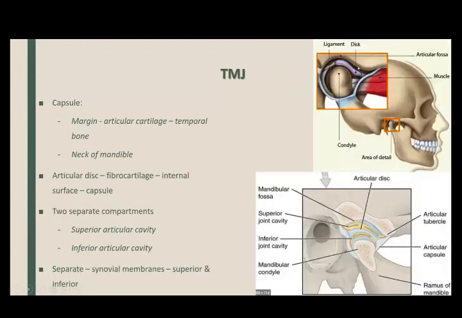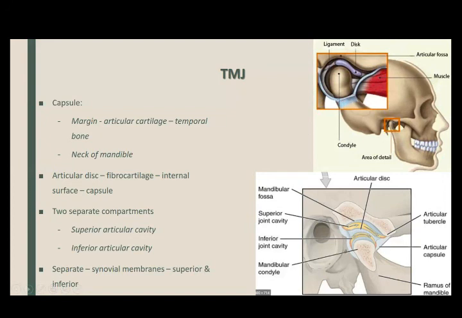Actually. So the capsule of this joint is attached to the margins of the articular cartilage. अब ये जो टेम्परल बोन है, इस टेम्परल बोन के मार्जिन्स में लगा हुआ है, and the other end is attached to the neck of the mandible. ठीक है? Between the margins of the temporal bone and the neck of the mandible. This is how the capsule is attached. ये देख लीजिए, ये सारी joint capsule है.